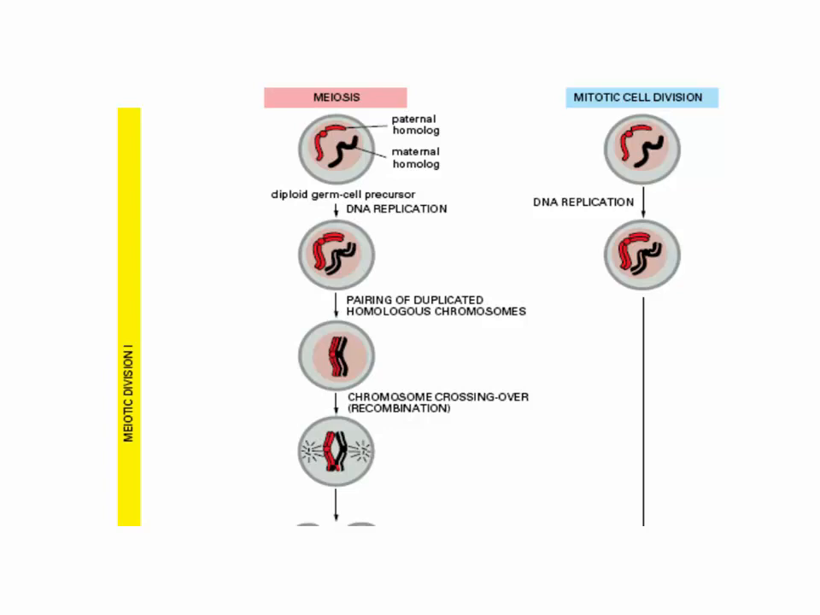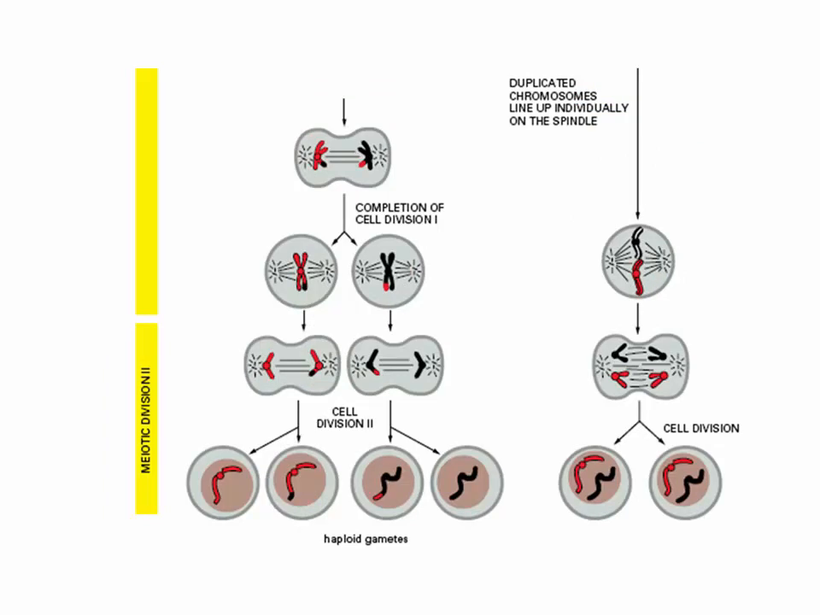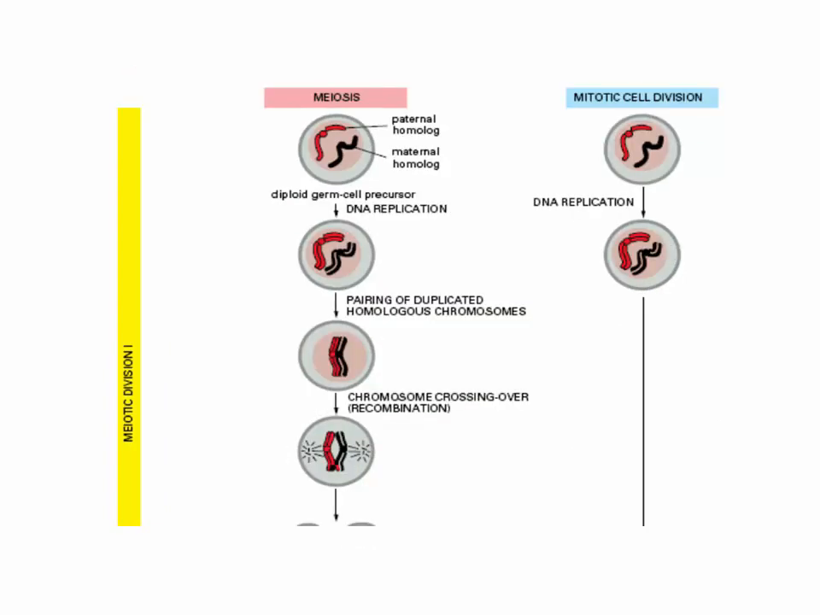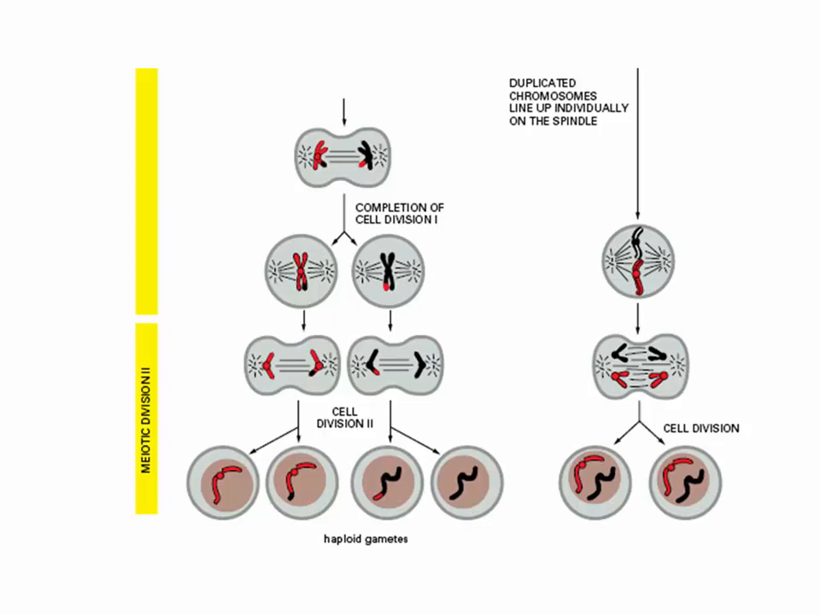So there's no lining up. These two chromosomes still behave like they don't even know each other, that they have so much similarity. But then the division will take place. Once the replication has taken place, these things will line up. Remember, there's the metaphase plate. There will be the poles, and along the equator the chromosomes will line up like this: the paternal chromosome, the maternal chromosome, and these are the poles.